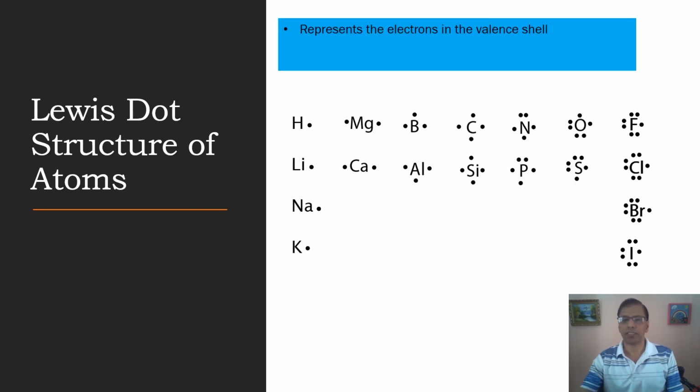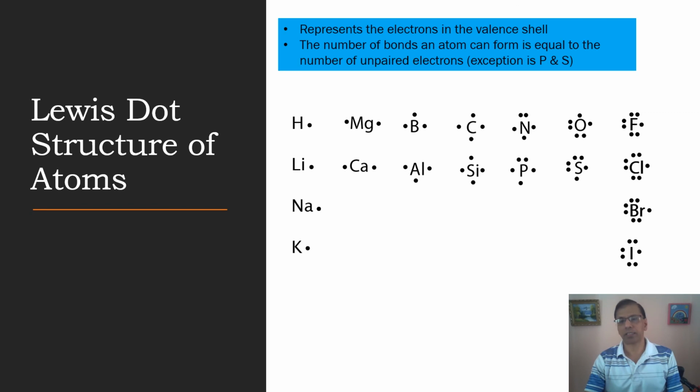What you see right here is the electrons in the valence shell, and the number of unpaired electrons is equal to the number of bonds that the atom can form. The exception is phosphorus and sulfur.